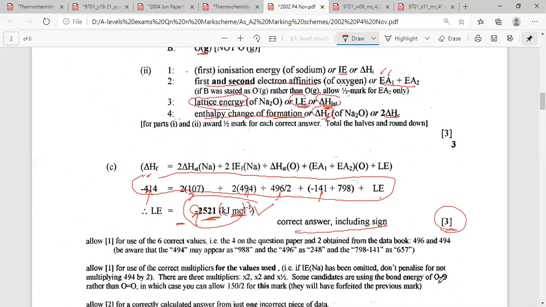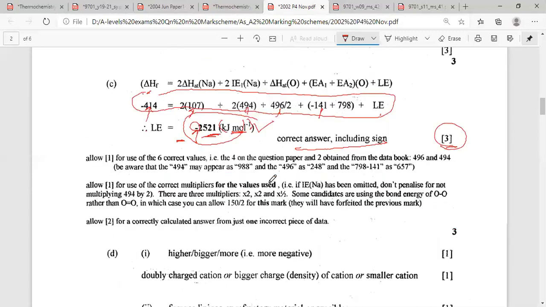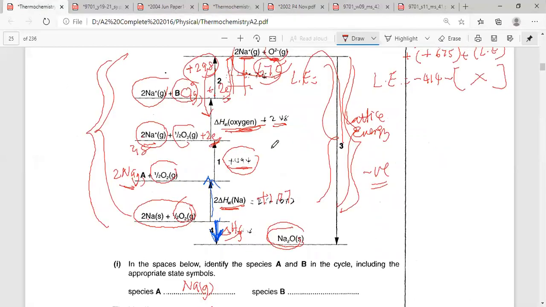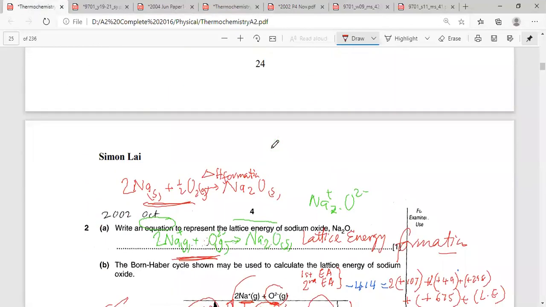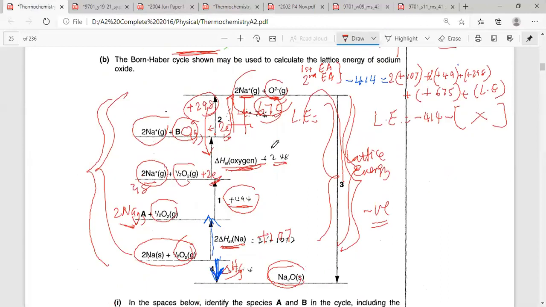We don't care about the rest; we are aiming for perfect answers. So I've given you 2 ways of doing it. One, of course, is the energy cycle. One is the Born-Haber cycle. Now, I want to quickly do two ones that are different, not difficult.